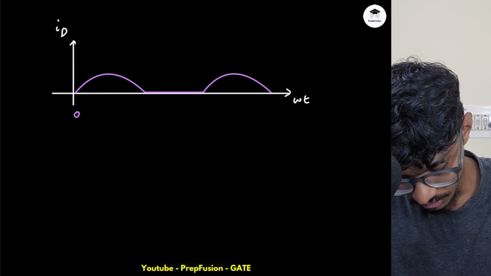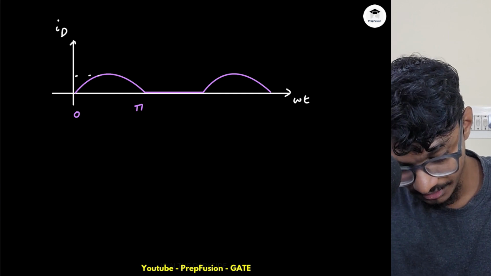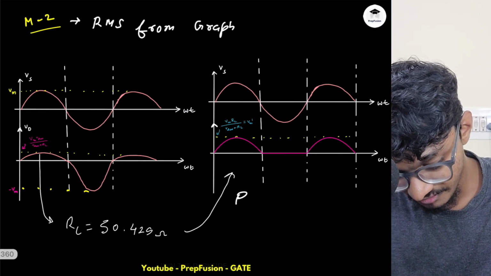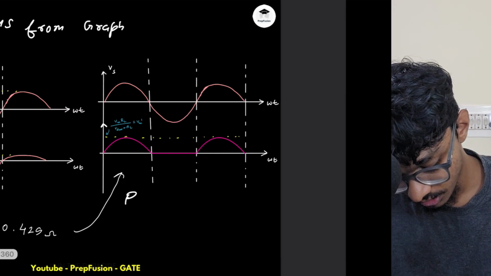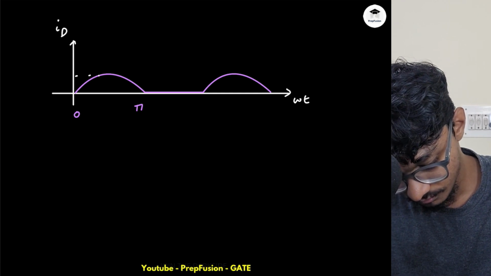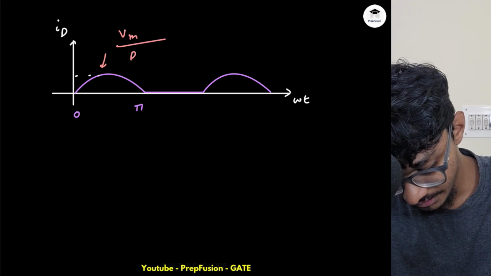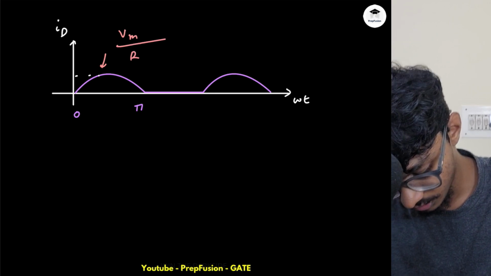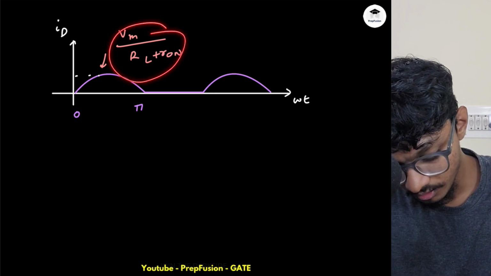So from 0 to pi, what is this peak value? This is also a sinusoid, but an attenuated sinusoid. The peak value will be this peak divided by the resistance of the diode, that is RD on. So this will be Vm by RL plus R. Now can you find out what this is?